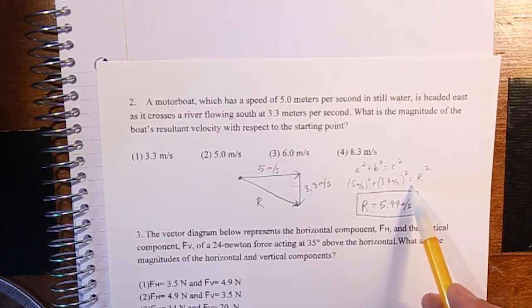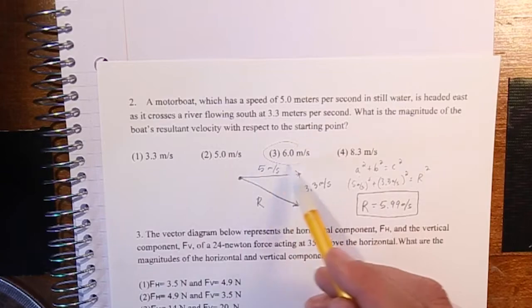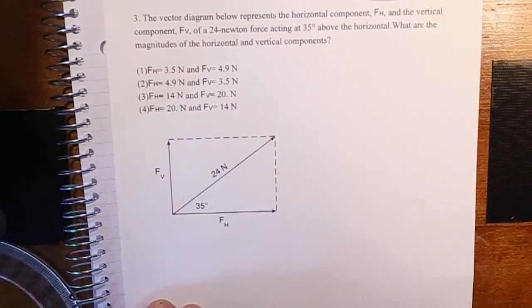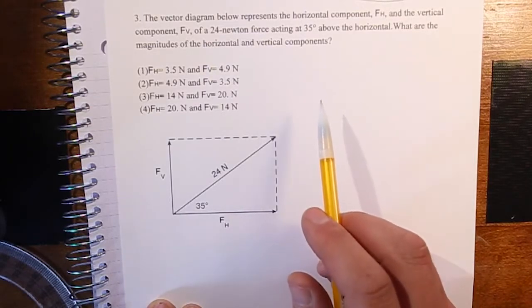Put our numbers in and solve for r. R is 5.99, which is close enough to be 6 meters per second. This problem's great because it's the opposite of the problem we just did.